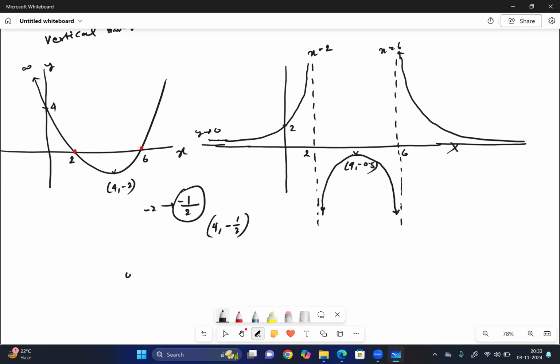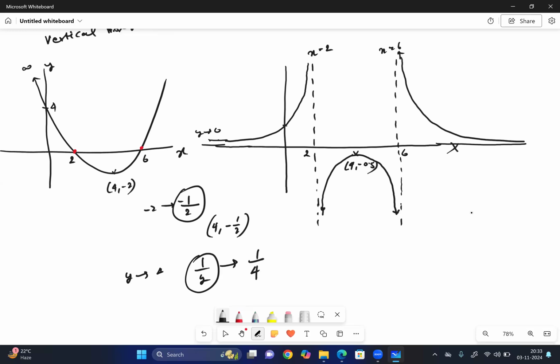So obviously, when y is 4, the reciprocal is 1 upon y, so we get 1 upon 4. Oh, sorry, you're right. This is 1 upon 4, actually. Right? I should make this graph like this. So this point is 0.25. That's the point. Got it.